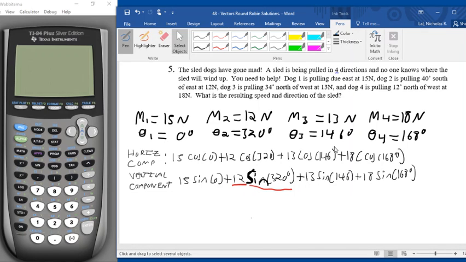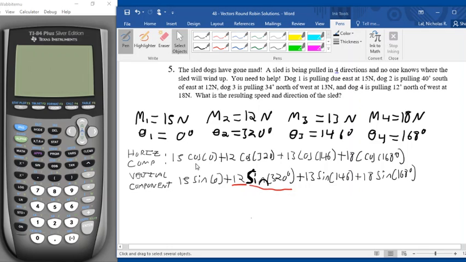So that's going to be 180 minus 34, which is going to be 146. And then the fourth dog has a force of 18 newtons, and 12 degrees north of west is 180 minus 12, which is 168.